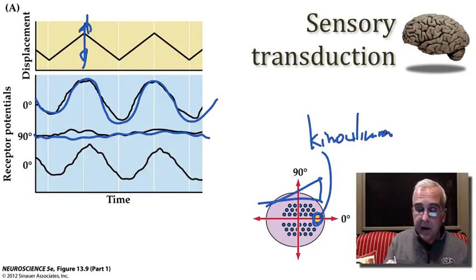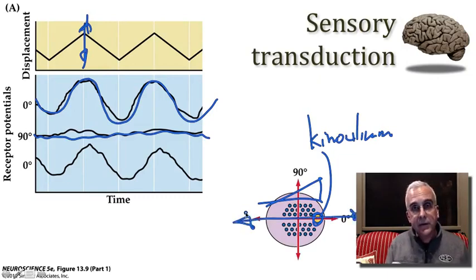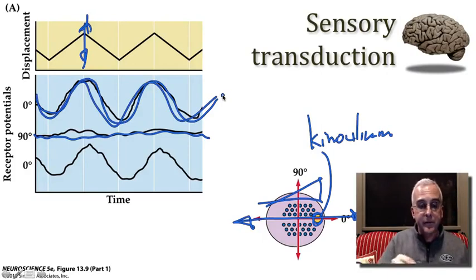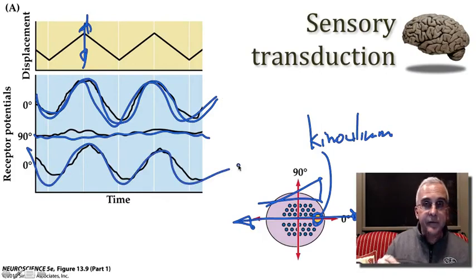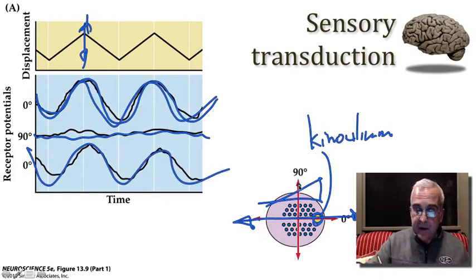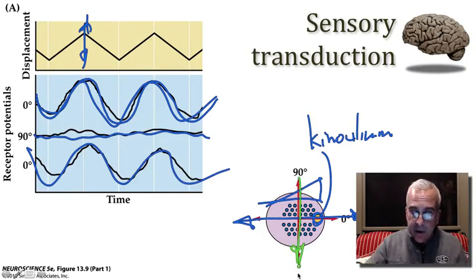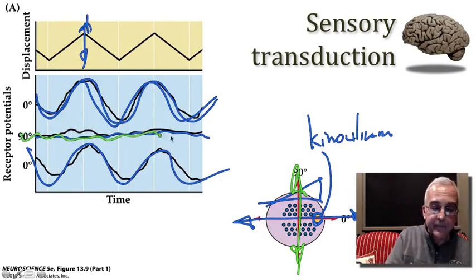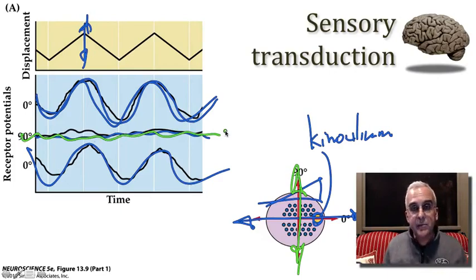And so if we move these stereocilia along this axis from smallest to longest and back and forth, that's where we find the greatest amplitude of oscillation in membrane potential. If we were to move in the orthogonal axis, basically we wouldn't be stressing those tip links, and consequently we would have no change in membrane potential.